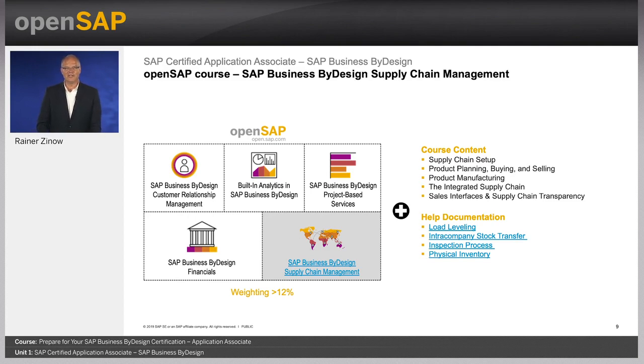And last but not least, at least one of my favorite courses, the supply chain management aspects of it, with the supply chain setup, product planning, buying and selling. That was the central part of the course. The product manufacturing, integrated supply chain, and that was the special topic in this course, the sales interfaces and supply chain transparency. You remember that you did there some of the over-the-counter sales scenarios and others. Specific topics here: load leveling, stock transfer, and so on and so on.